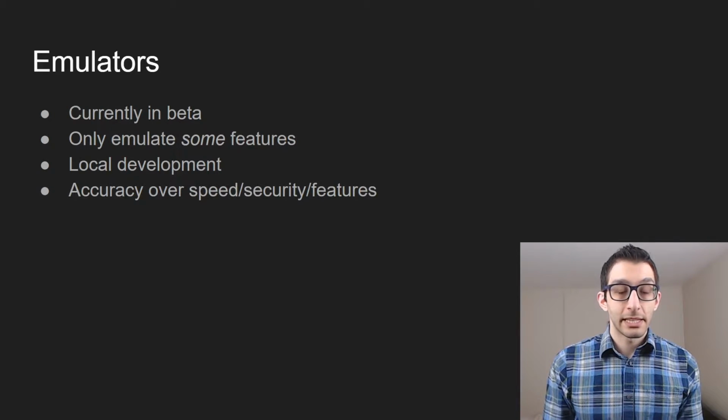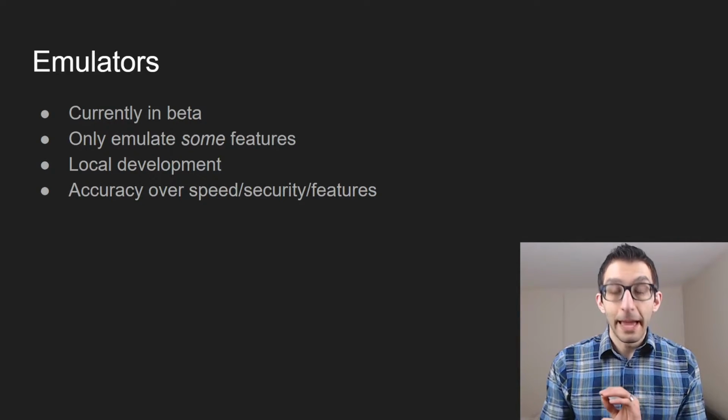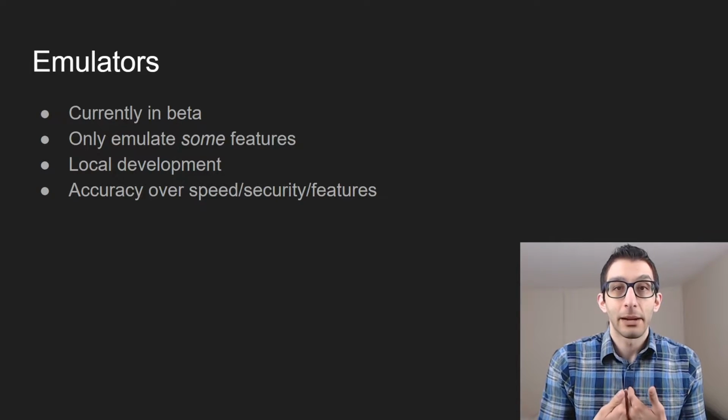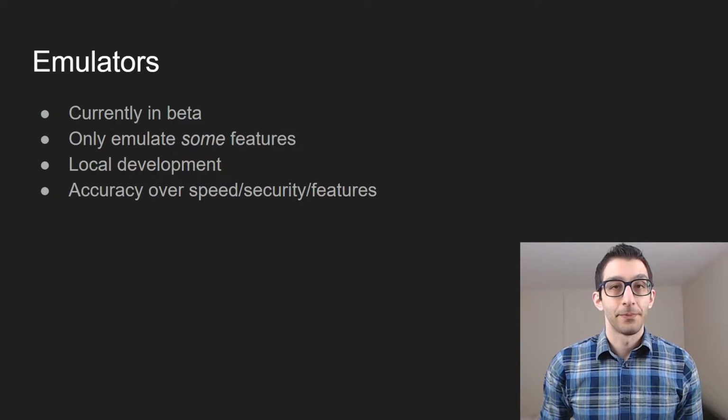Google also says that they want accuracy over speed or features or security. That is great for local development. I don't mind if something takes me an extra 300 milliseconds, but I would certainly mind if I had to spend a minute every time I want to make a change to a function.